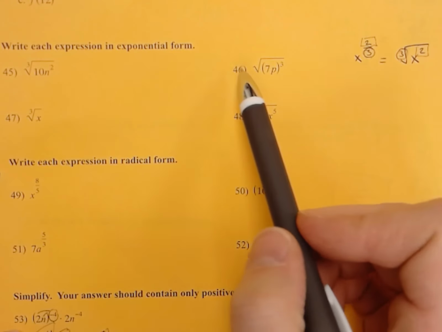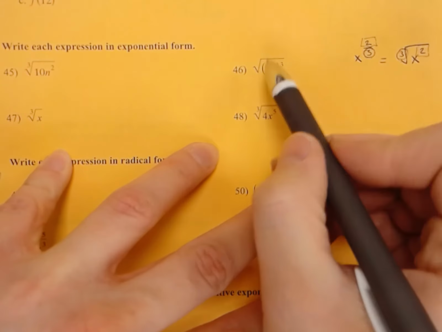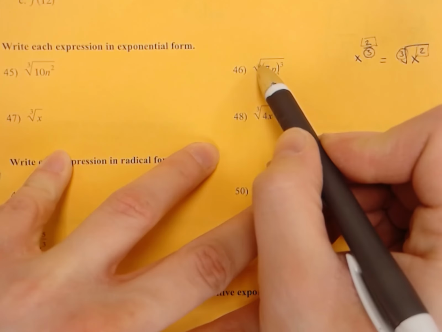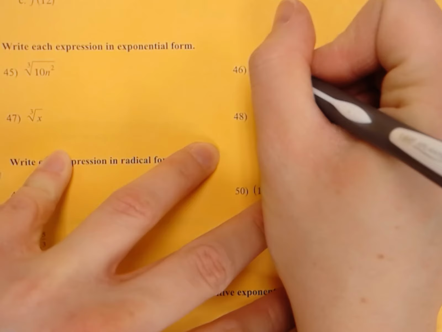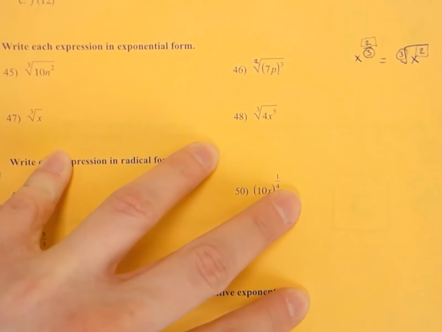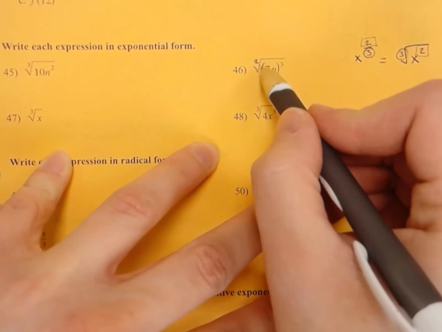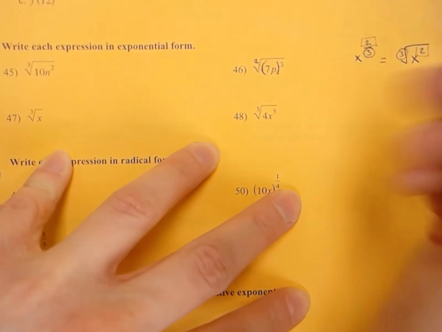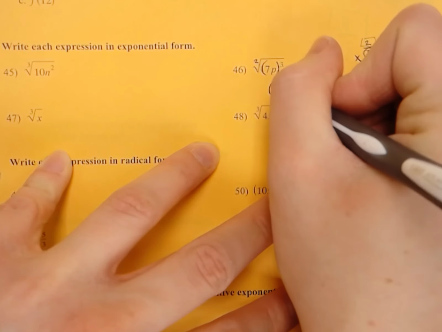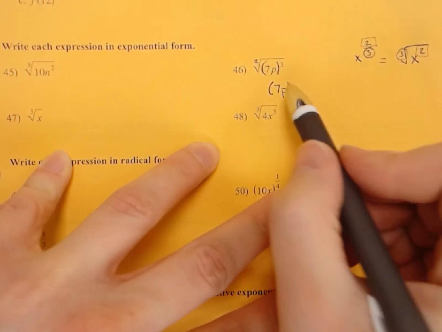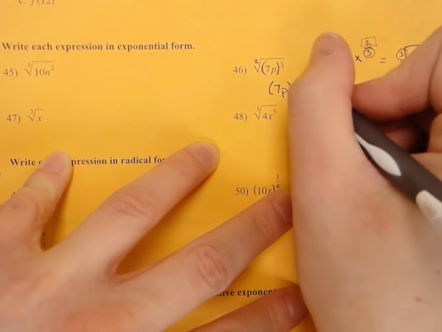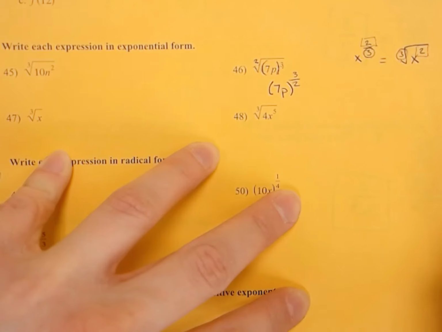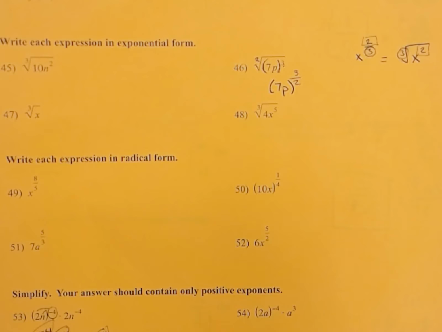So if I was looking at 46, if you don't have a number as the index, well, it's a square root, which means you have a little invisible 2 there. This cubed is on all of the 7p, so I'm going to keep the parentheses 7p. Here's the numerator, and the index is the denominator. So I get 7p to 3/2.